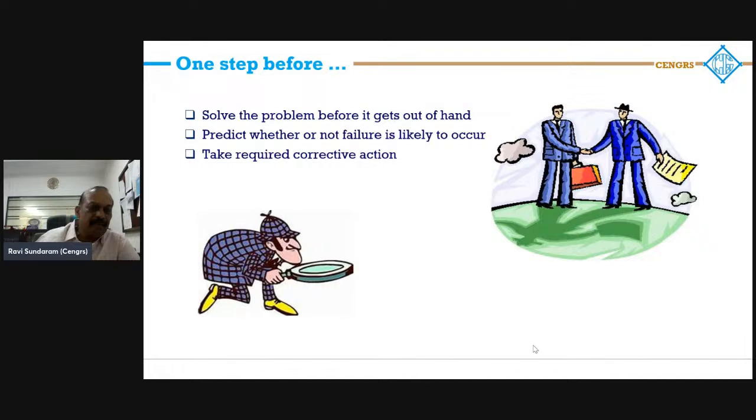But one step before, if you can solve the problem before it gets out of hand, predict whether failure is likely to occur and take corrective action so that you can make sure that the problem is resolved. So that is what we are talking about here. That is the ideal role for the forensic geotechnical engineer.